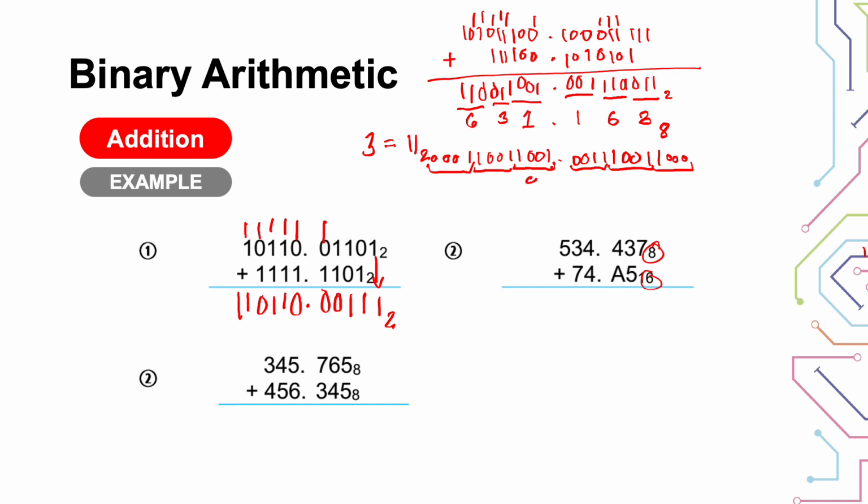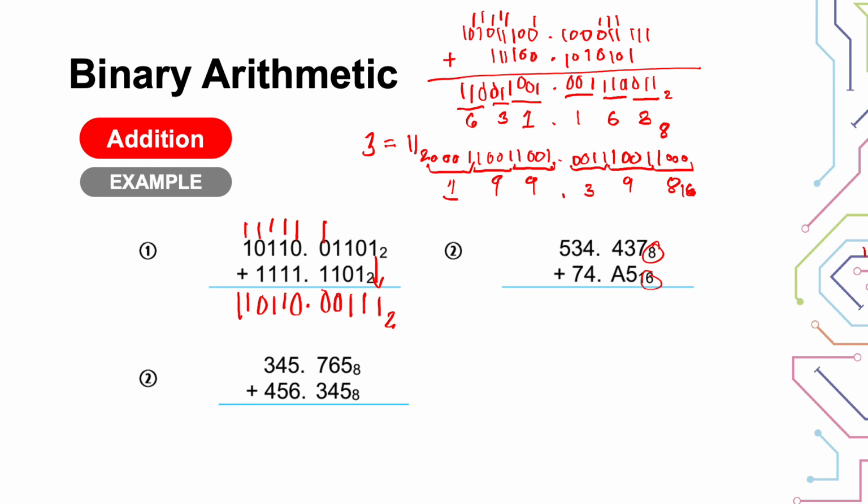This is equivalent to 9. This is equivalent to 9 pa rin. This is equivalent to 1. Ito, this is equivalent to 3. This is equivalent to 9. And this is equivalent to 8. So this is our hexa. Okay? So that's our answers for this problem.